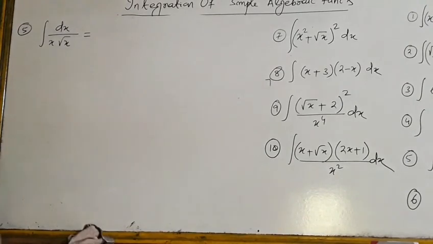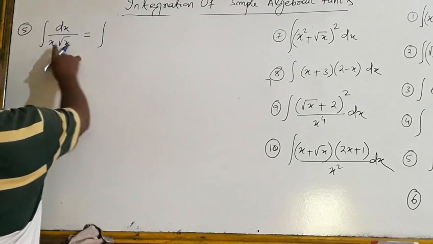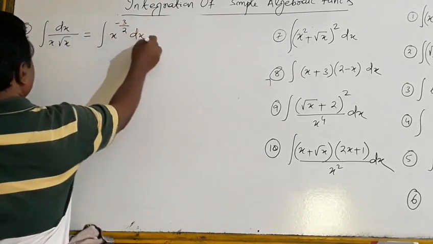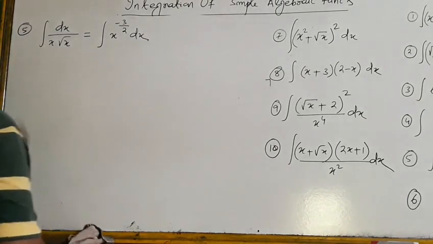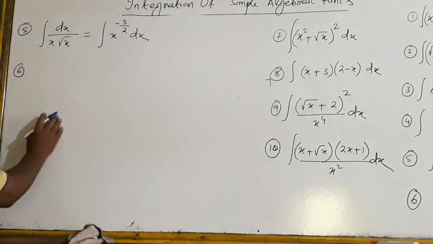Now for number 5, it is x to the power half, x to the power 3 by 2. It is x to the power minus 3 by 2 dx. Okay, x to the power minus 3 by 2, then you will integrate the result. Okay, number 6, then you will find the answer.